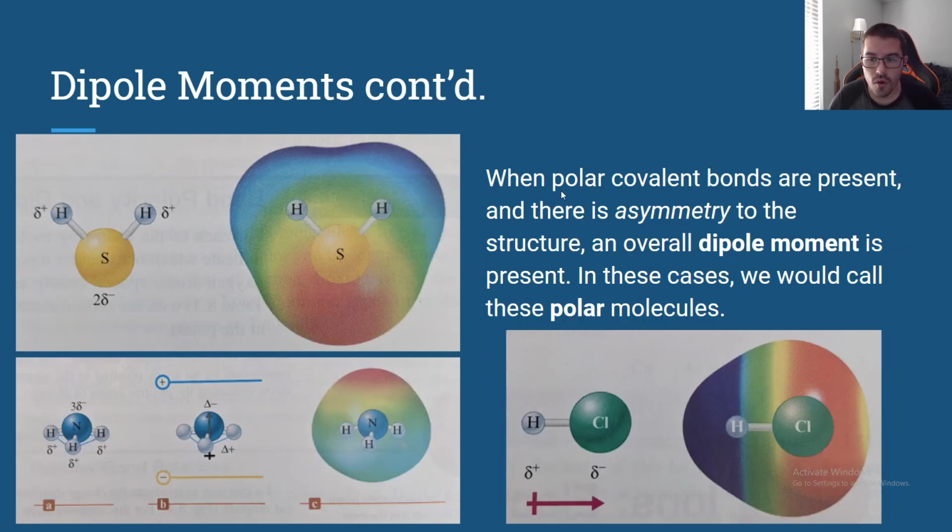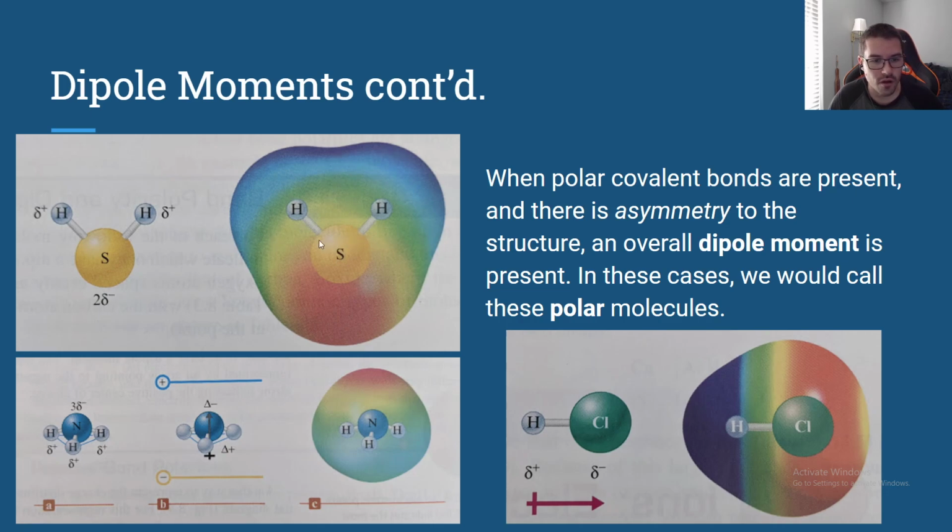Okay. So when polar covalent bonds are present and there is some sort of asymmetry to the structure, then an overall dipole moment is present. And in these cases, we would call these polar molecules. All right, so what do I mean by asymmetry? Certainly there is some symmetry here in H2S, okay? Like if I draw a vertical line down the middle here, there is definitely some symmetry there, but there's also asymmetry present, okay?